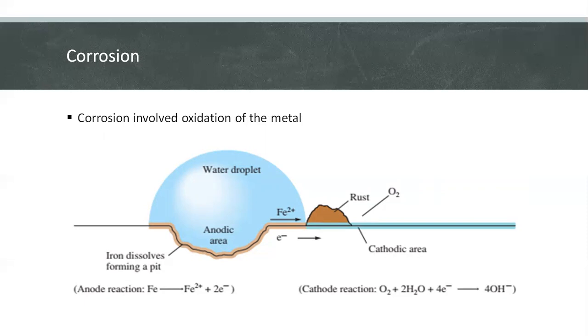So in the figure, we can see that the iron dissolves, forming a pit, which acts as the anodic area or the anode, and the rust serves as the cathode area or cathodic area.